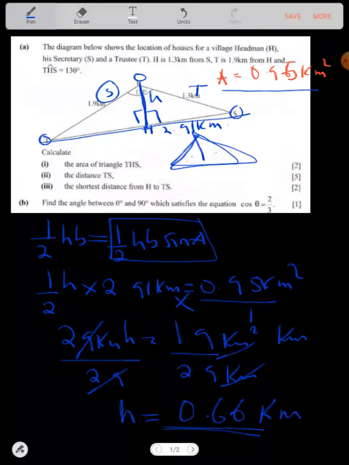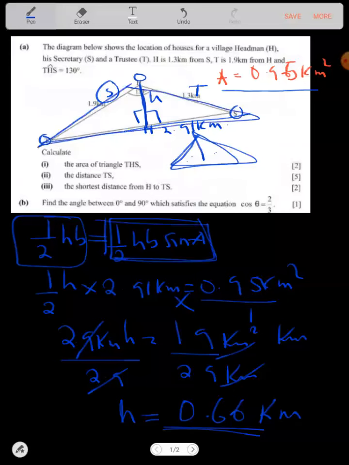That's how you find the shortest distance. You just get the area of this right angle triangle, compared to the area of the original triangle. Then you work it out there.